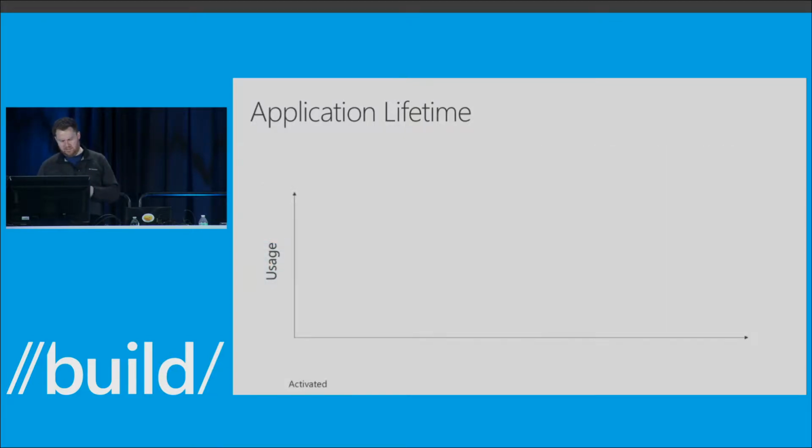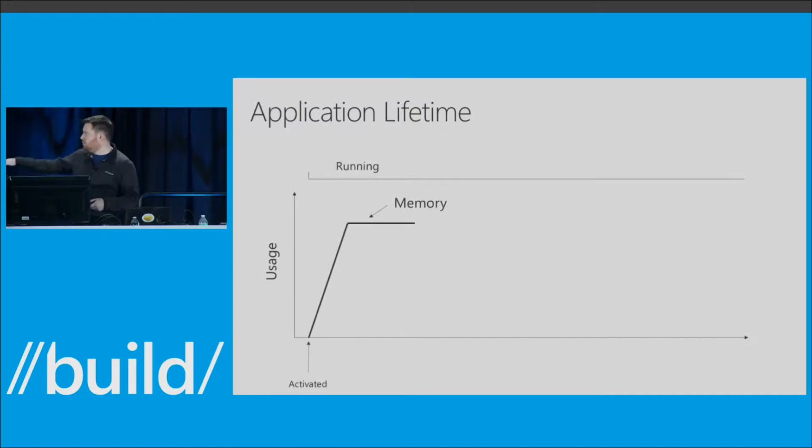So what does this look like in terms of lifetime? This is a chart I have here that shows time horizontally and the usage of memory and CPU vertically. When the user taps in your app, you load some data, you're consuming memory, and then you level off, and the user is using your app, and it's running. At some point, you'll get a suspended message, if they hit the Windows key, if they minimize your app, or so on. At that point, we give you a small window of time to serialize all your data and to get into that suspended state.